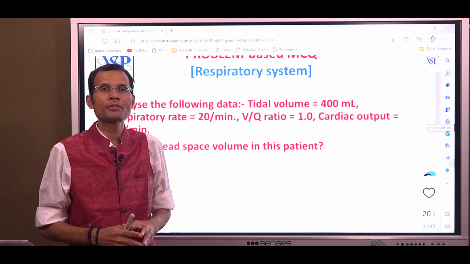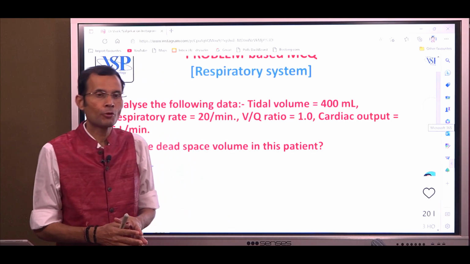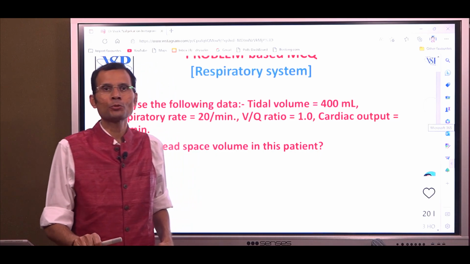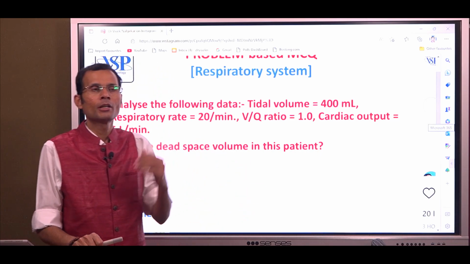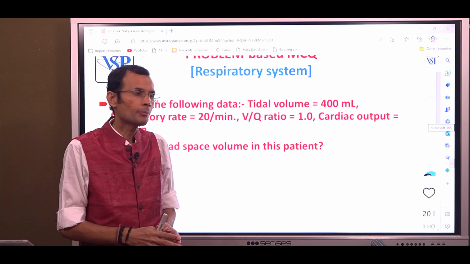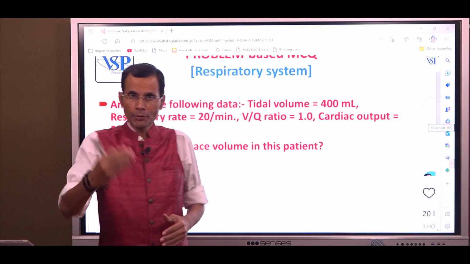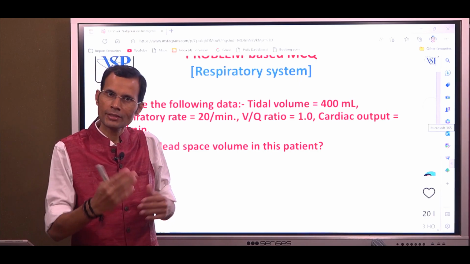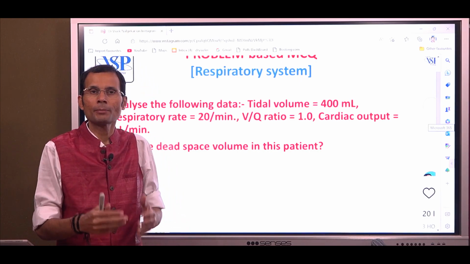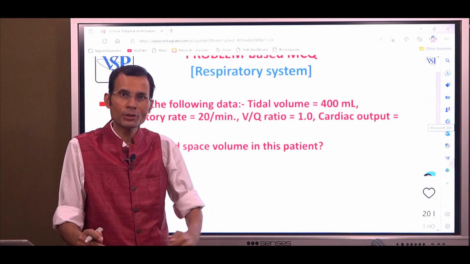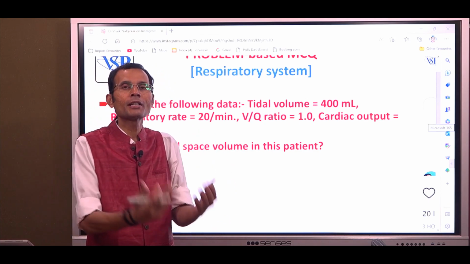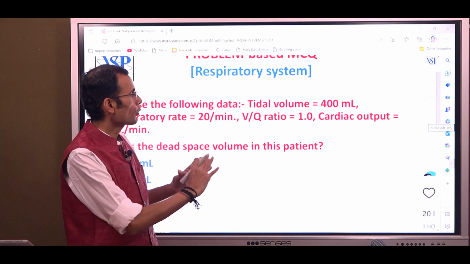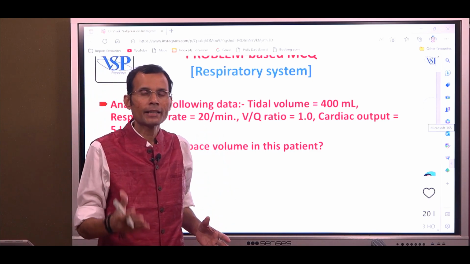Recently, I had asked for an MCQ on my social media platforms, a problem-based MCQ. Data is given and you are expected to solve by applying some equation, some formula. And every week we are going to see such MCQs, discuss these MCQs, because the Indian medical education system is gradually moving towards these kinds of exams where more of clinical MCQs or problem-based MCQs are likely to be asked.